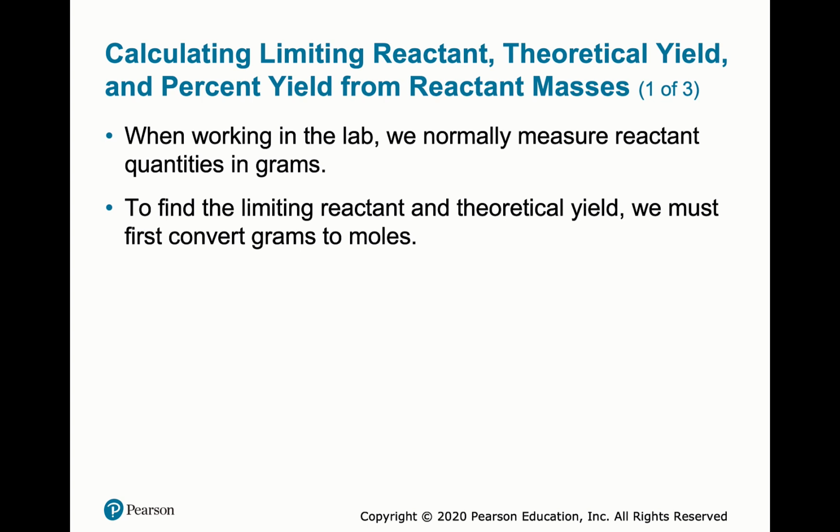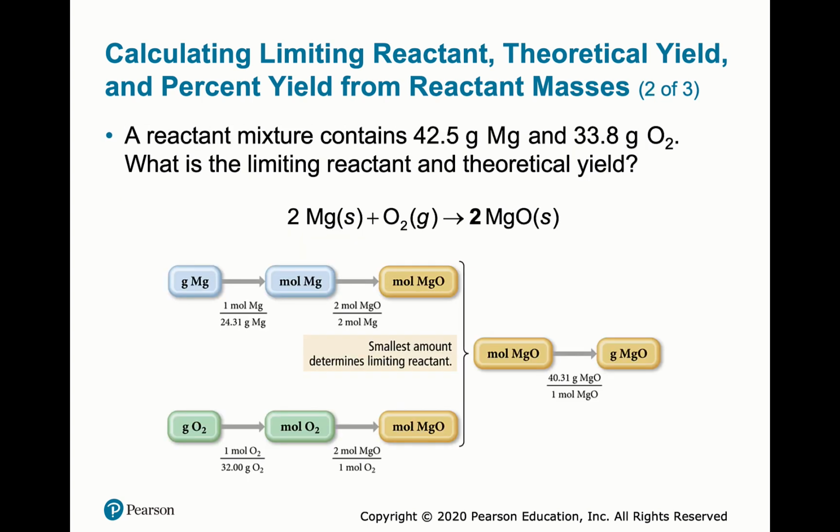So when you calculate this out, the theoretical yield, the actual yield is something you measure, or it's given to you in a problem. But to do this, you can find the limiting reagent and the theoretical yield using dimensional analysis. So let's look at this. A mixture contains 24.5 grams of magnesium and 33.8 grams of oxygen. What's the limiting reagent and theoretical yield?